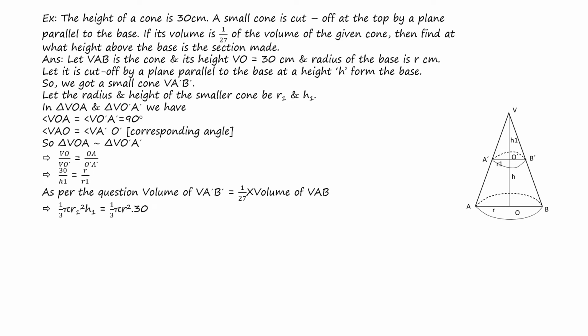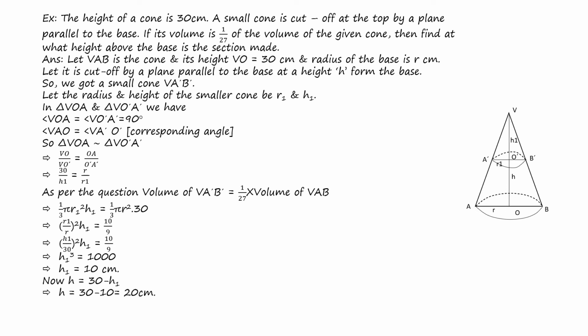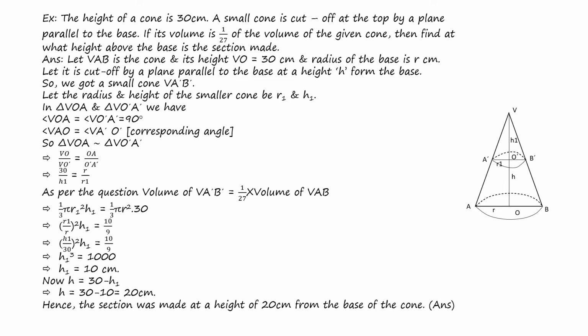Now putting the values, because volume of a cone is 1/3 pi R1 square H1 equals 1/3 pi R square into 30. So we can write (R1 by R) whole square into H1 equals 10 by 9, or (H1 by 30) whole square into H1 equals 10 by 9, or H1 cube equals 1000, or H1 equals cube root of 1000, which is 10 centimeter. Now h is nothing but 30 minus H1, which is 30 minus 10, which is 20 centimeter. Hence, the section was made at a height of 20 centimeter from the base of the cone. This is the answer.